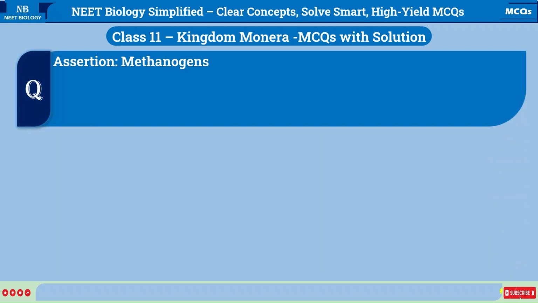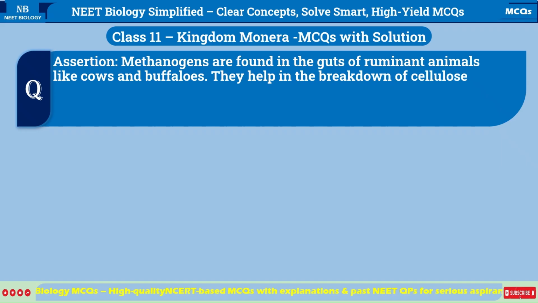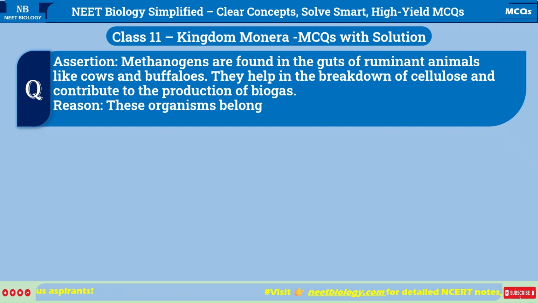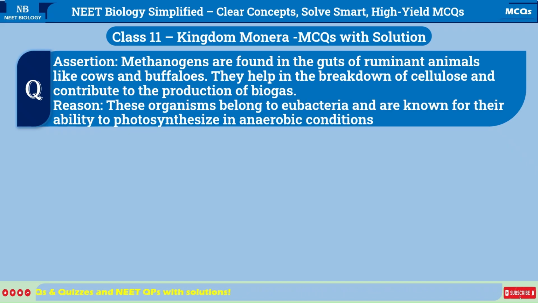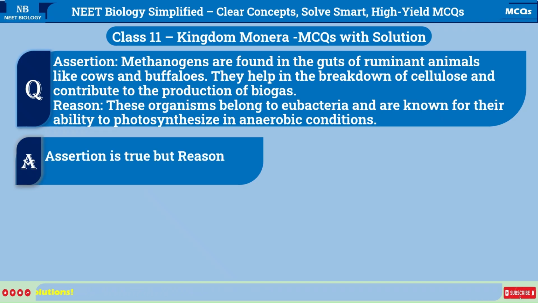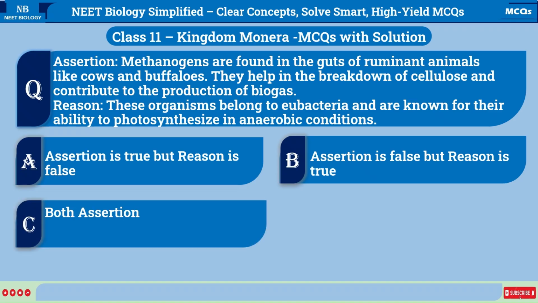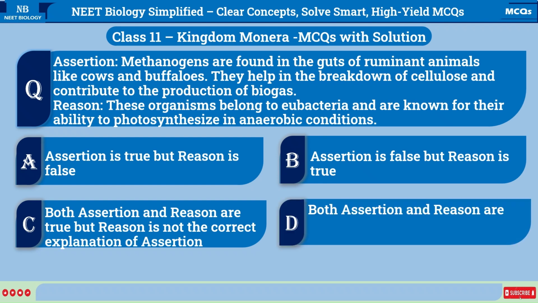Assertion: methanogens are found in the guts of ruminant animals like cows and buffaloes. They help in the breakdown of cellulose and contribute to the production of biogas. Reason: these organisms belong to Eubacteria and are known for their ability to photosynthesize in anaerobic conditions. A. Assertion is true but reason is false. B. Assertion is false but reason is true. C. Both assertion and reason are true but reason is not the correct explanation of assertion. D. Both assertion and reason are true and reason is the correct explanation of assertion.